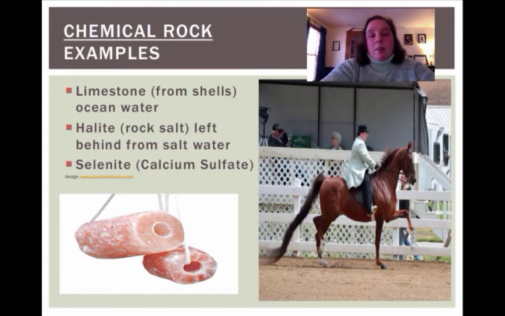Chemical rock examples, this is actually me showing my horse Penny. This is Penny. And the reason why she is here is because one of her very favorite things is rock salt. Halite is a mineral found in rock salt, and it's left behind from seawater. So if seawater evaporates out, you're going to get rock salt that's left behind, and I have an example here. I actually get her a big tub of it and I leave it in her stall and she likes to lick it all the time.